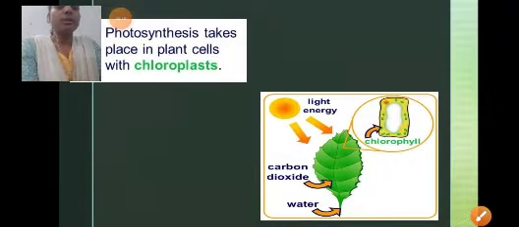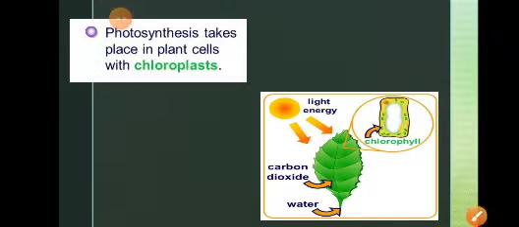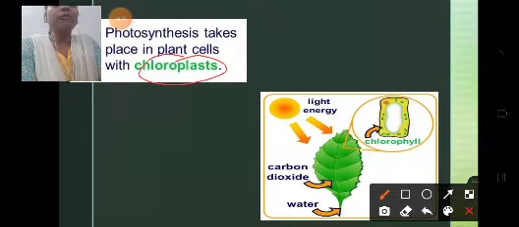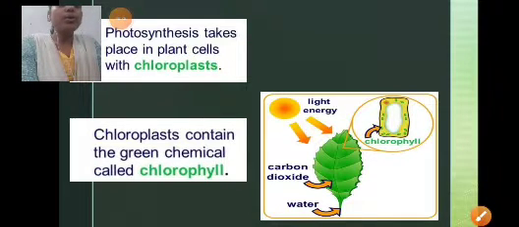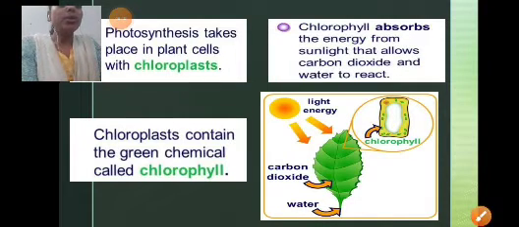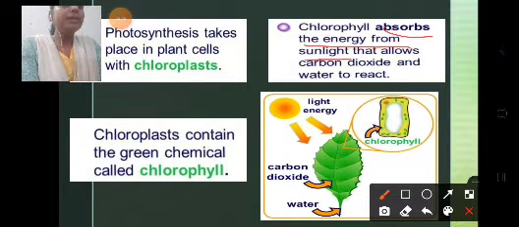Now, what does a leaf contain? Photosynthesis can take place exclusively in leaves. Photosynthesis can take place in leaves because these leaves contain chloroplasts. The chloroplasts are present in plant cells, and chloroplasts contain a green pigment, that is chlorophyll, and chlorophyll helps in the absorption of the energy from sunlight, and this solar energy is only then used to combine carbon dioxide and water to produce food for plants.